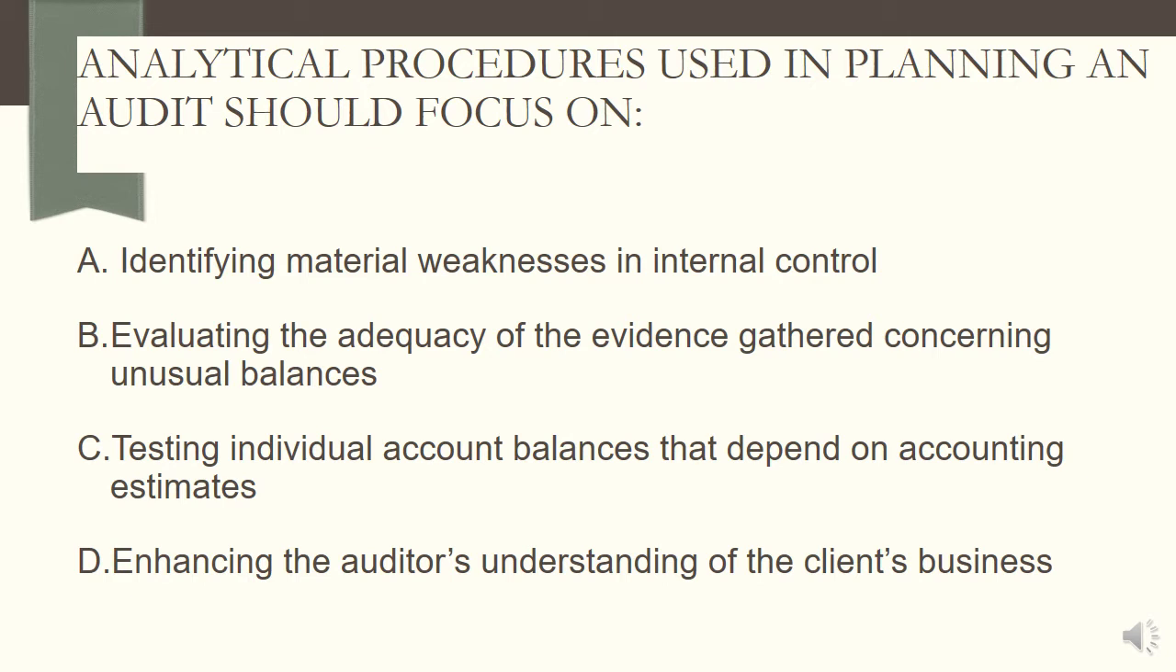The correct answer is D. At the beginning of an audit, when you're planning and assessing risk, you perform analytical procedures to gain a better appreciation of the client's business. You can't use the planning estimates to identify material weaknesses in internal control, so A is out. You haven't collected any evidence yet, so B is out. And you haven't performed any substantive testing, so C is out. Again, the correct answer is D.